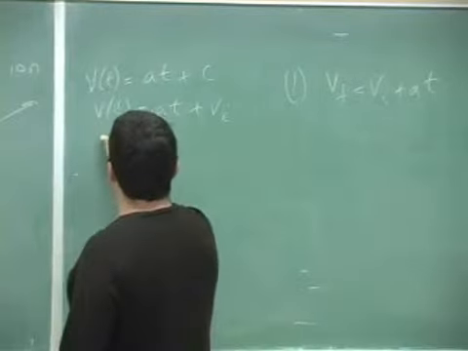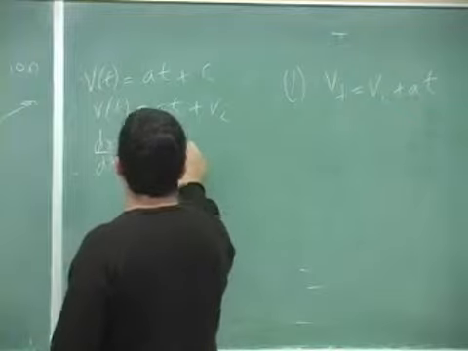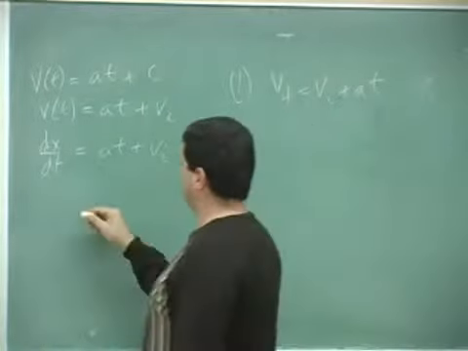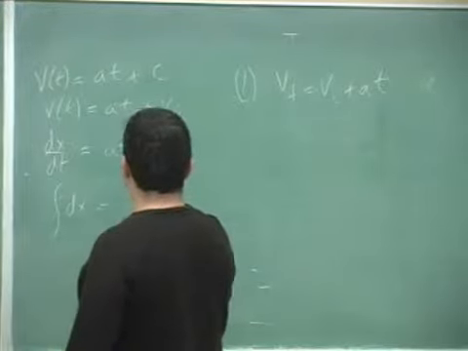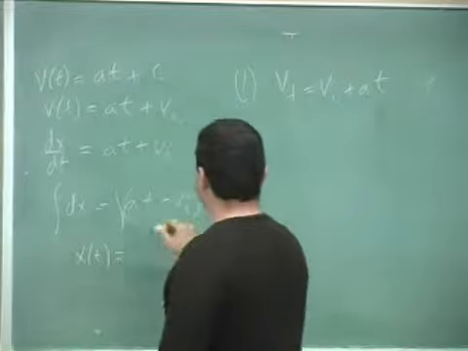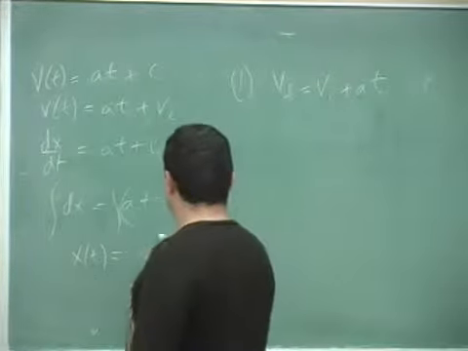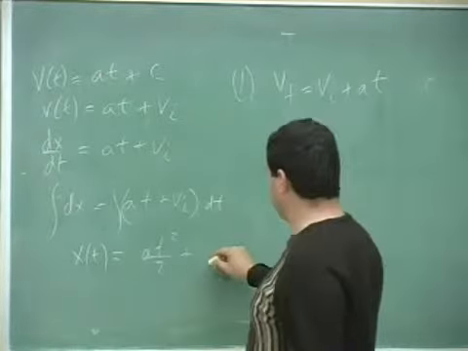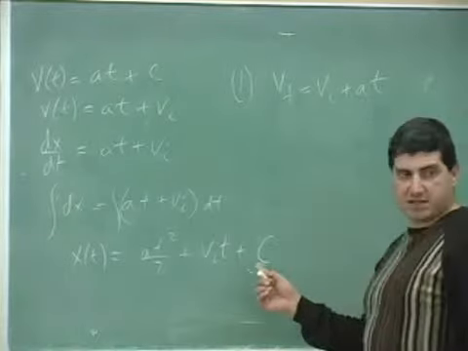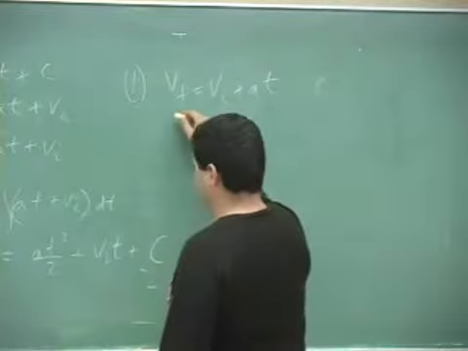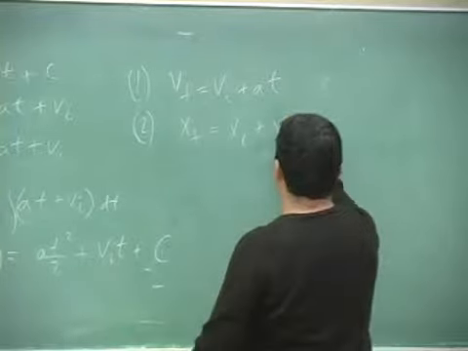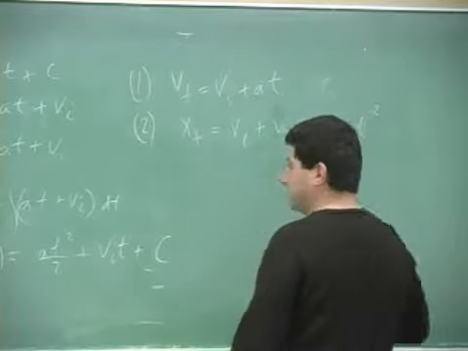Then we say V of t is dx/dt. And then now you want to take the dt over there and integrate both sides. And you get x as a function of t is equal to the integral of this, which is at squared over 2, plus v initial is some constant, so the integral of that is v initial t plus some other constant whose meaning is the initial x. That's the initial x value. So this is the second equation of kinematics. X final is equal to x initial plus v initial t plus half a t squared. Okay.